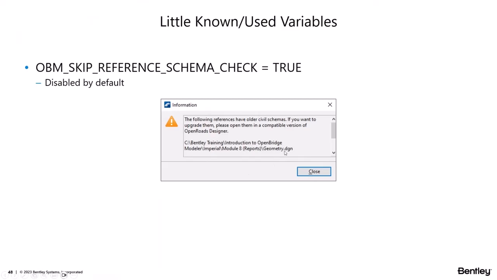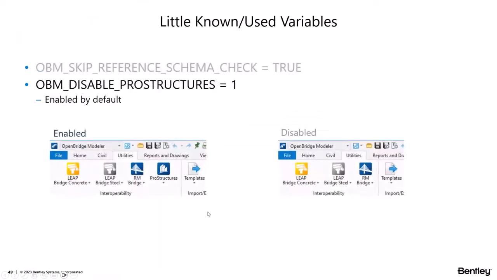You know, whether it's a geometry file or a terrain model or a corridor. It recommends you go in and upgrade them. Problem is, well, we can't open those files with OpenBridge. And so you may not want to see this coming through. So if you set this to true, you don't have to click through this anymore when that comes up.